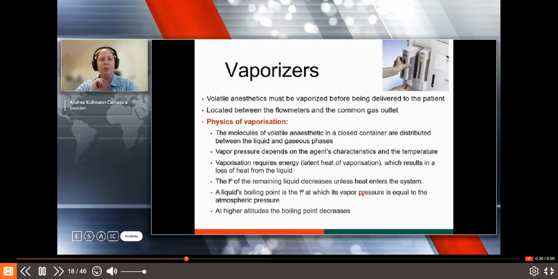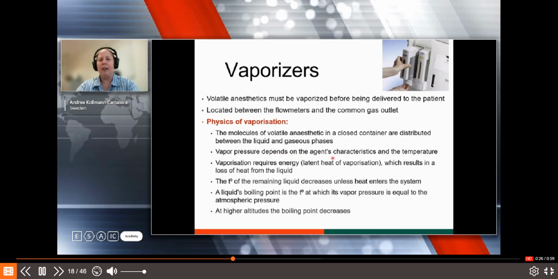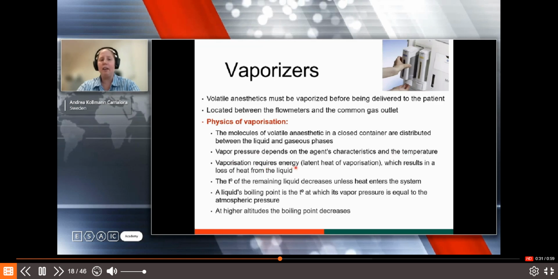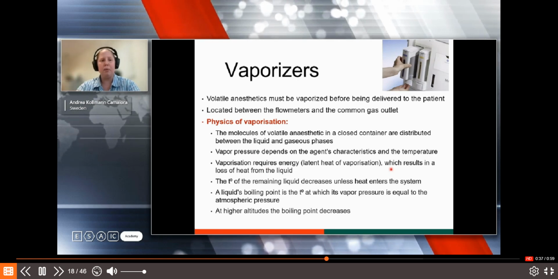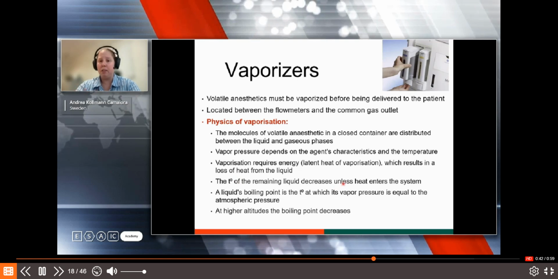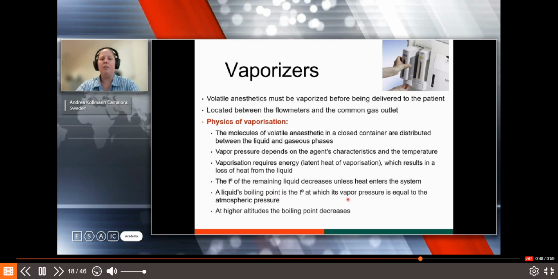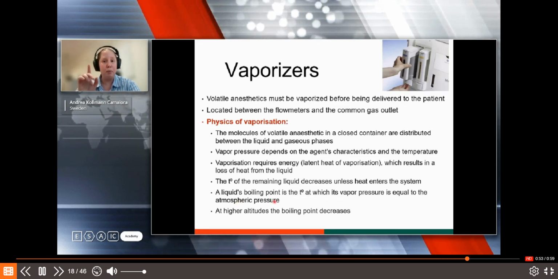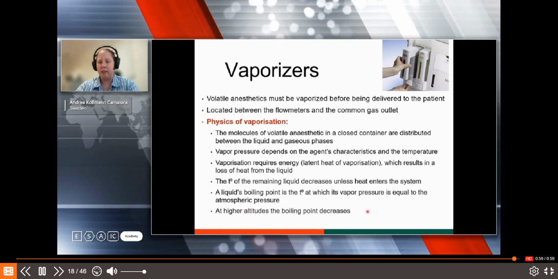But there are certain things you need to know about the physics of vaporization. So the vapor pressure depends on the agent's characteristics and temperature. Vaporization requires energy, and this results in heat loss. And we're going to talk about this in a moment. The temperature of the remaining liquid decreases unless you put some heat in the system. A liquid's boiling point is the temperature at which its vapor pressure is equal to the atmospheric pressure. This is important for desflurane. And at higher altitudes, the boiling point decreases.